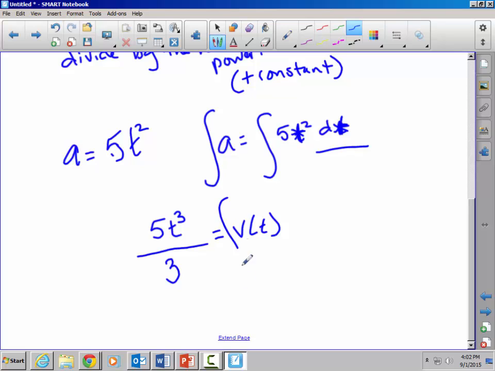And then I can integrate that again with respect to time. And I get 5t to the 4th divided by 12. And this is a function for my position.